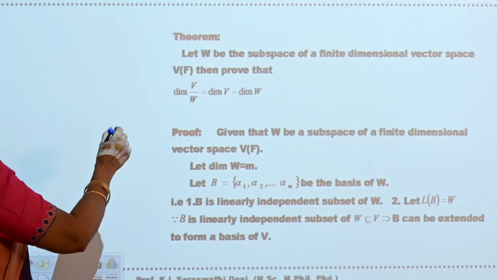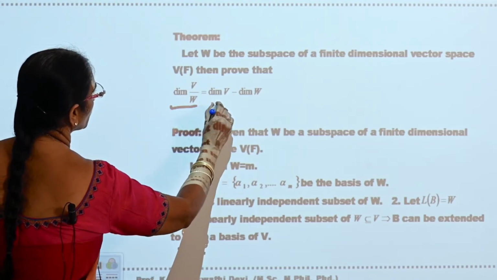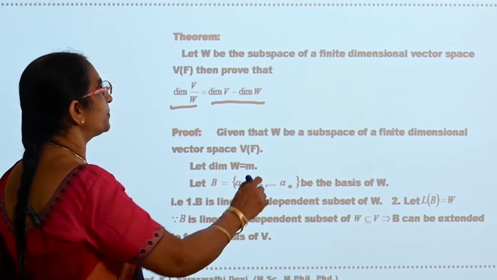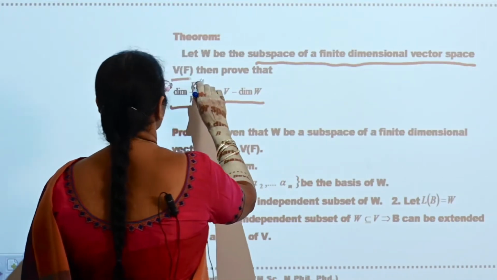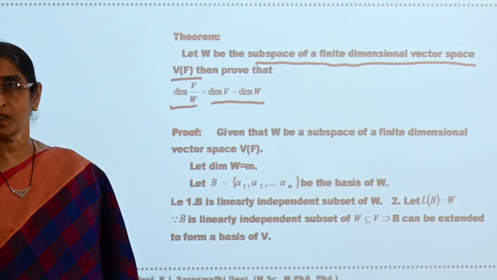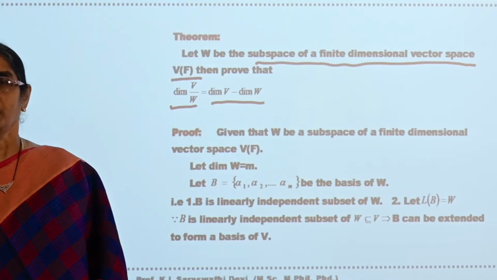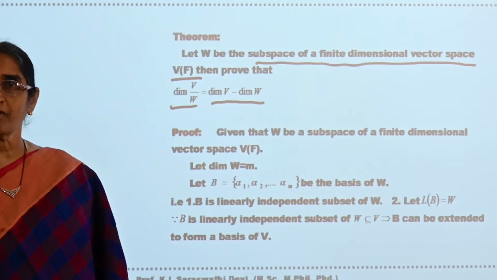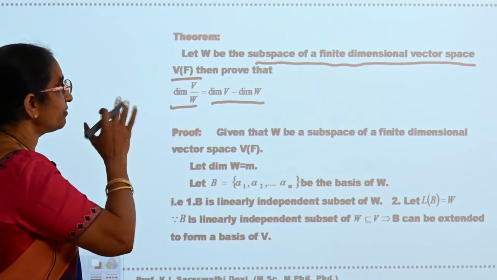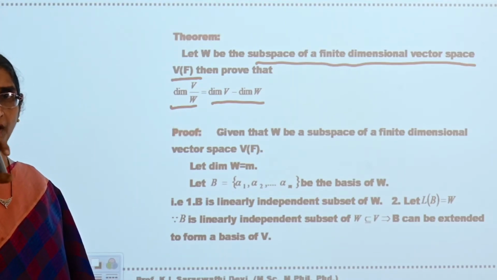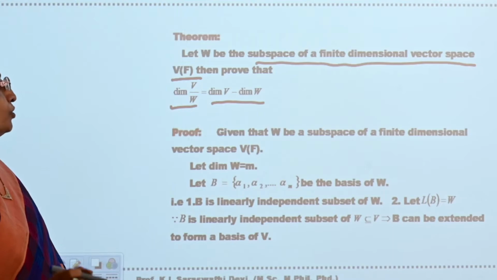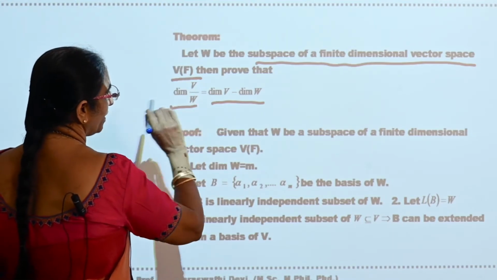Now the dimension of V by W will be equal to the dimension of V minus the dimension of W. Let W be a subspace of a finite dimensional vector space V over F. What is W? W is a subspace of a finite dimensional vector space. You have done one theorem: any subspace of a finite dimensional vector space will also be finite dimensional. So since V is finite dimensional, W being a subspace of V, the dimension of W will also be finite.